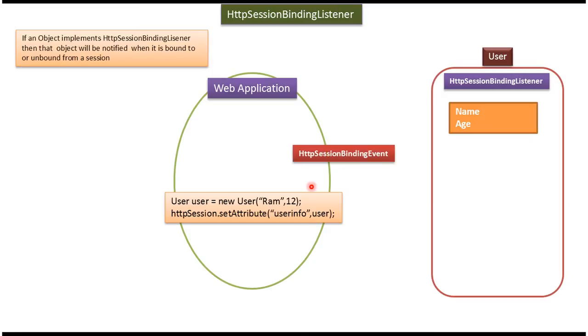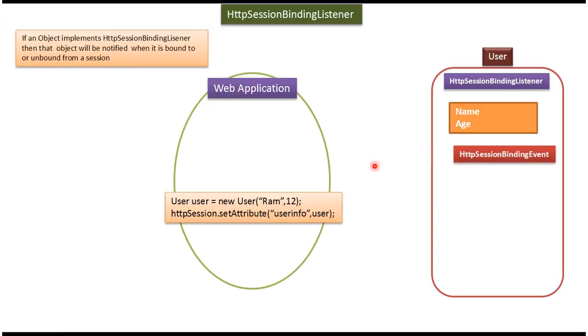The event name is HttpSessionBindingEvent. That event will be sent to the user object by the container. And whenever unbinding happens, meaning suppose the session is invalidated, at that time the user object will be removed from the session. At that time also this user object will be notified because this user object implements HttpSessionBindingListener. And we will see what this HttpSessionBindingListener is.